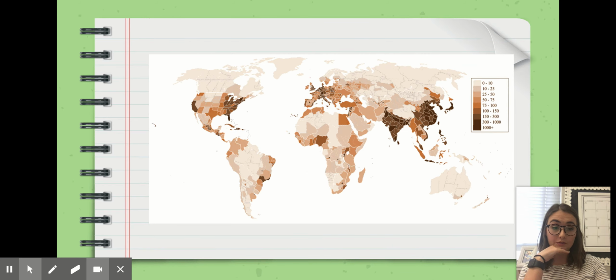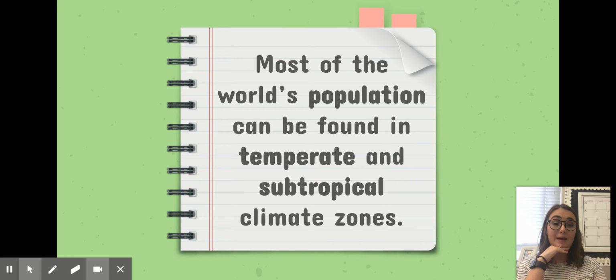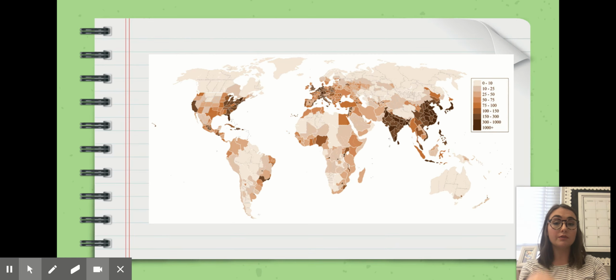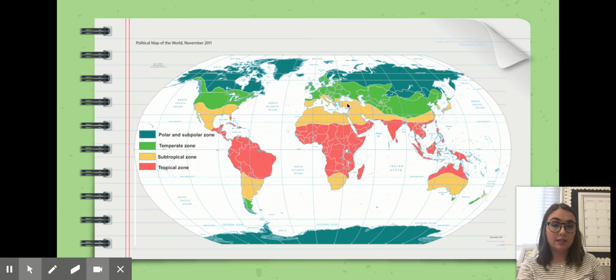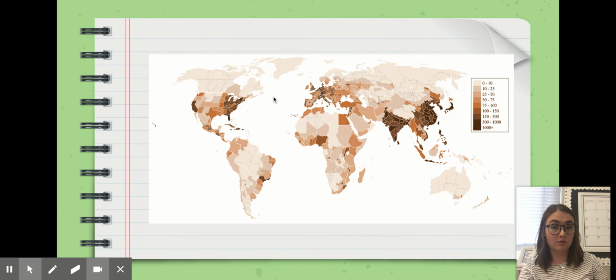So looking at both of those, we can conclude that most of the world's population can be found in temperate and subtropical climate zones. So most of the world's population, this band right here, is found in temperate climate zones or subtropical climate zones. Now, that does not mean that people don't live here. They obviously do, but most of the world's population can be found in these two climate zones, according to both of these maps.